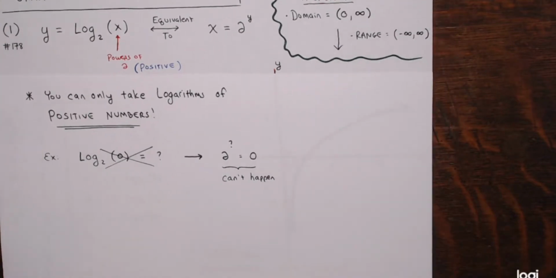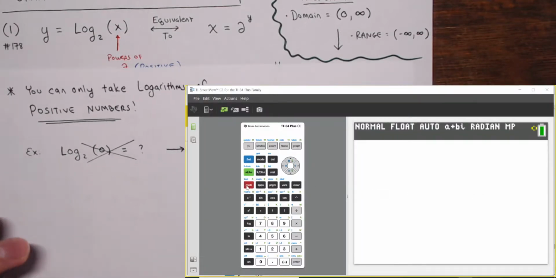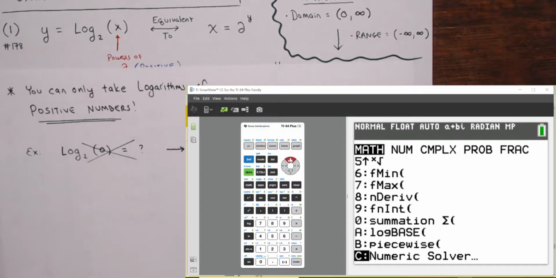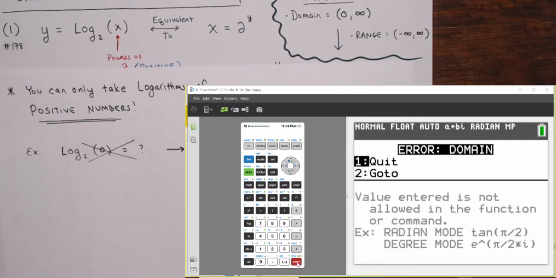And in fact, let me pull up a calculator here. I got a TI-84 simulator. I'll put in the log base 2 of 0, and you're going to see an error come up. Domain. You can only take a logarithm of a positive number.